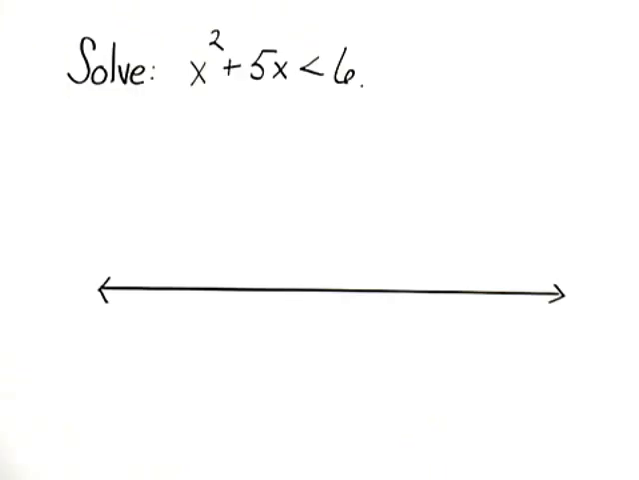In this next set of questions, we'll be solving quadratic inequalities and rational inequalities. Solve x squared plus 5x is less than 6.